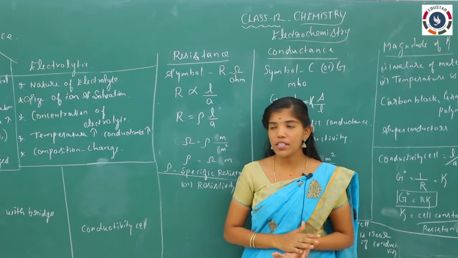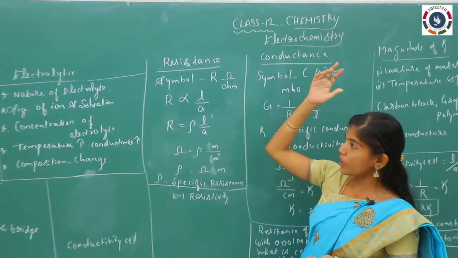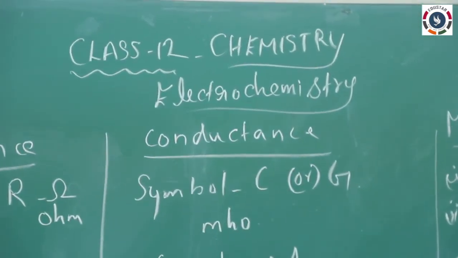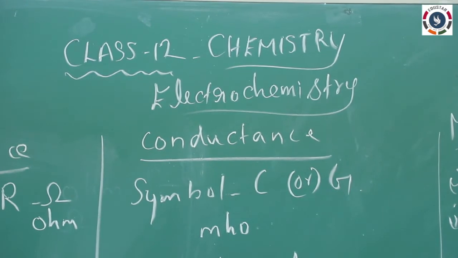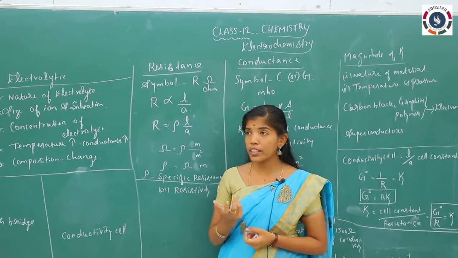Welcome to class 12 chemistry and you are with me in part 3 of the unit electrochemistry. In the previous part we have discussed the Nernst equation and the EMF series. Today we are going to see about conductance.